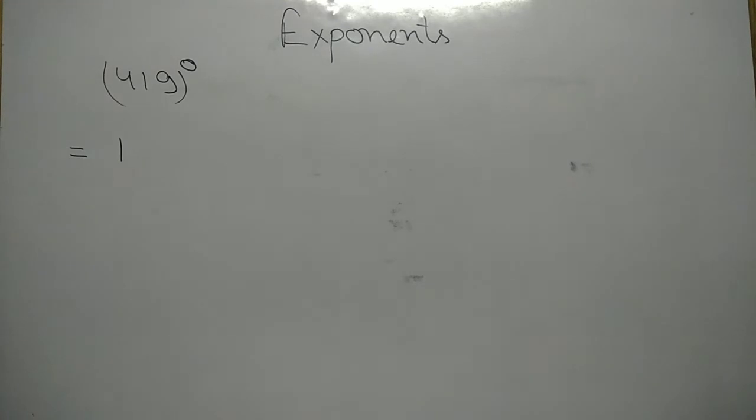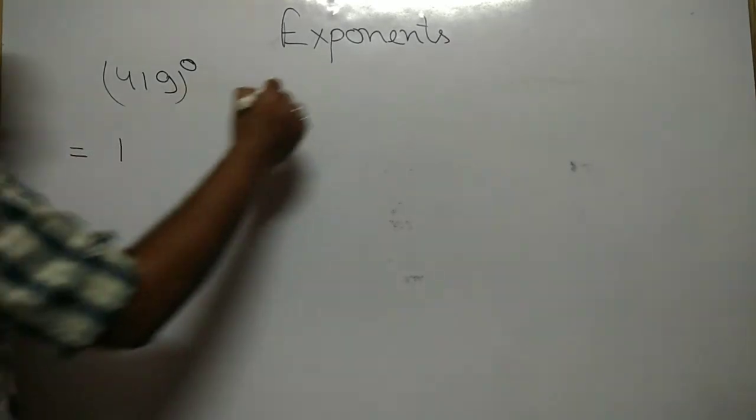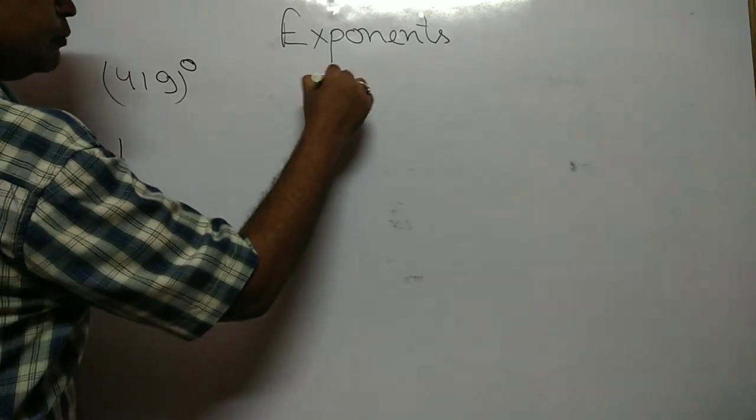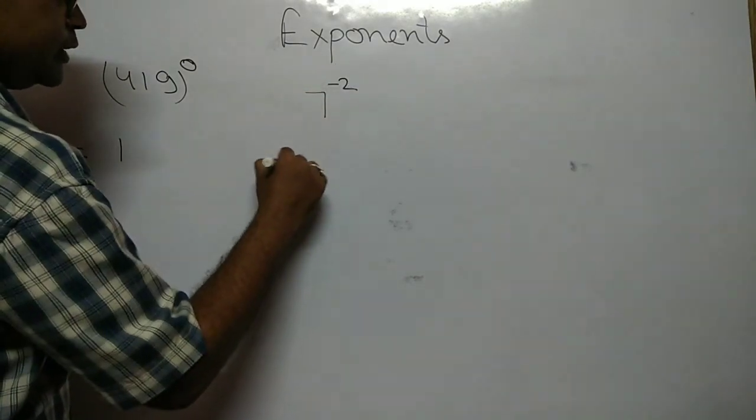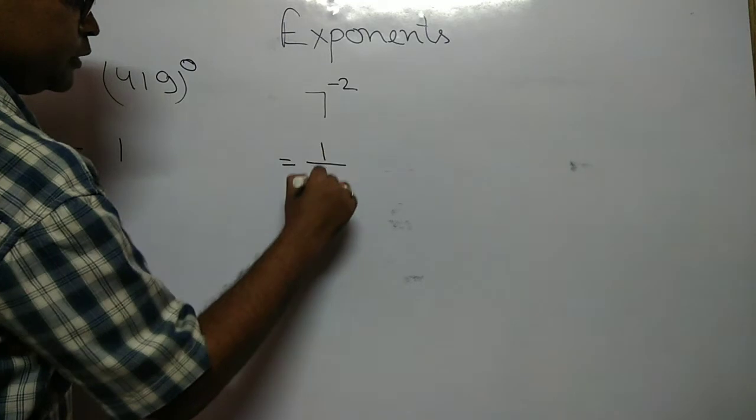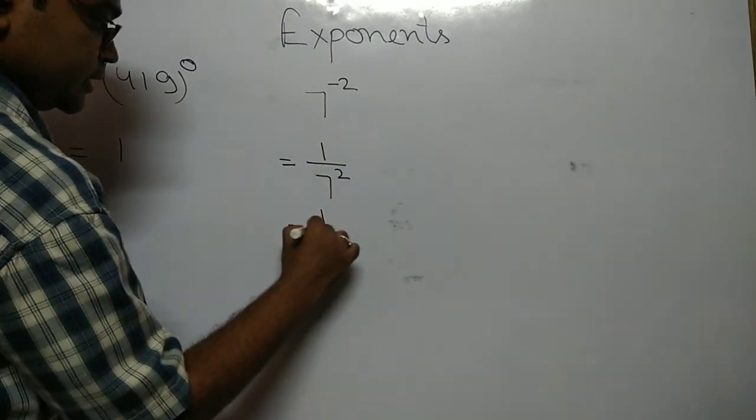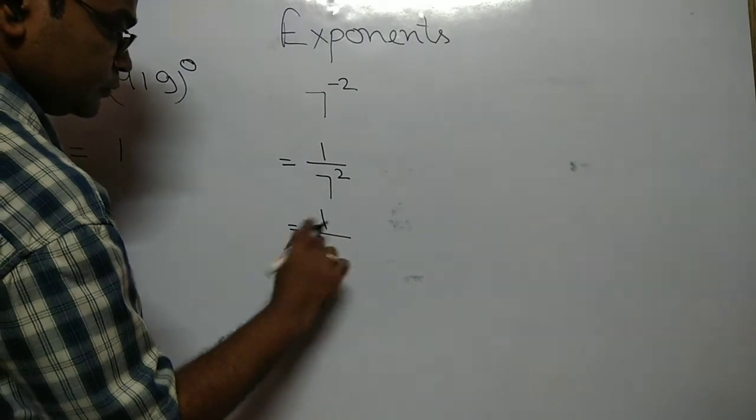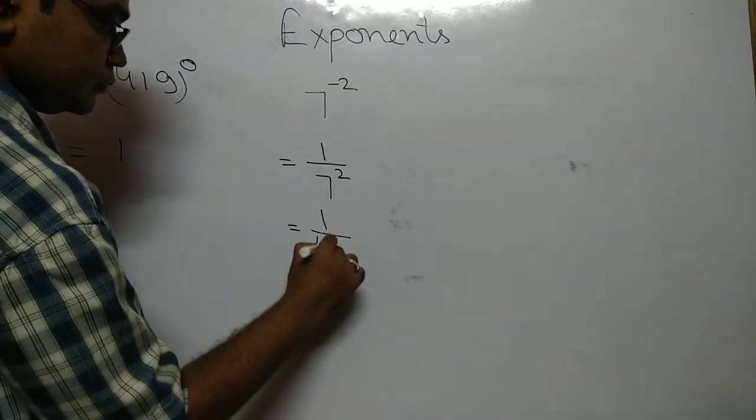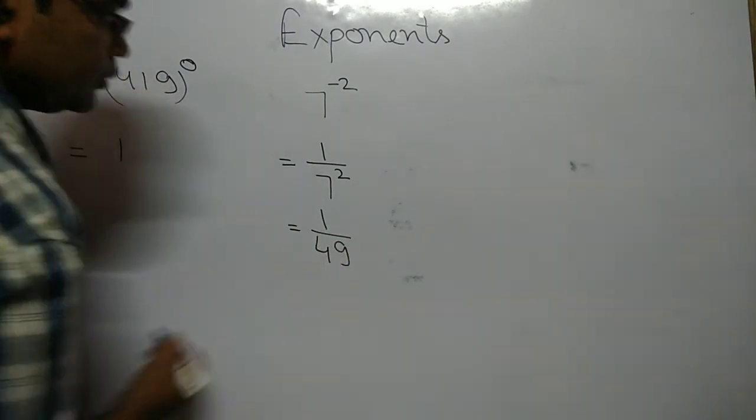This is the first. What about negative exponents? Suppose it is given to you 7 to the power minus 2. So what does it mean? It means 1 upon 7 to the power 2. Further we can say it is 1 upon 49. Clear?